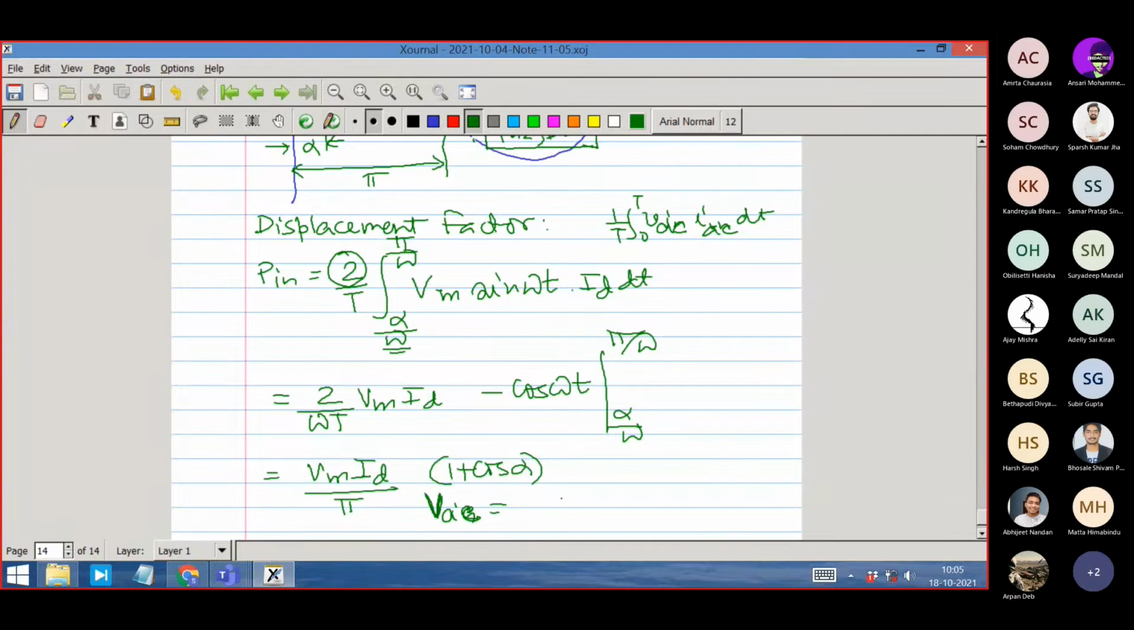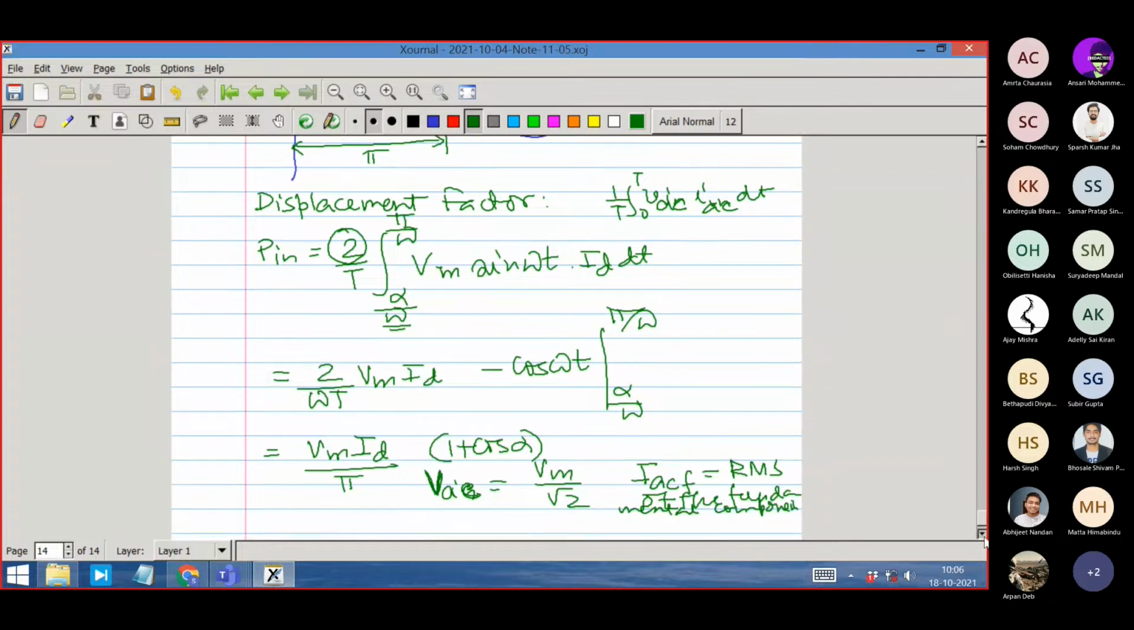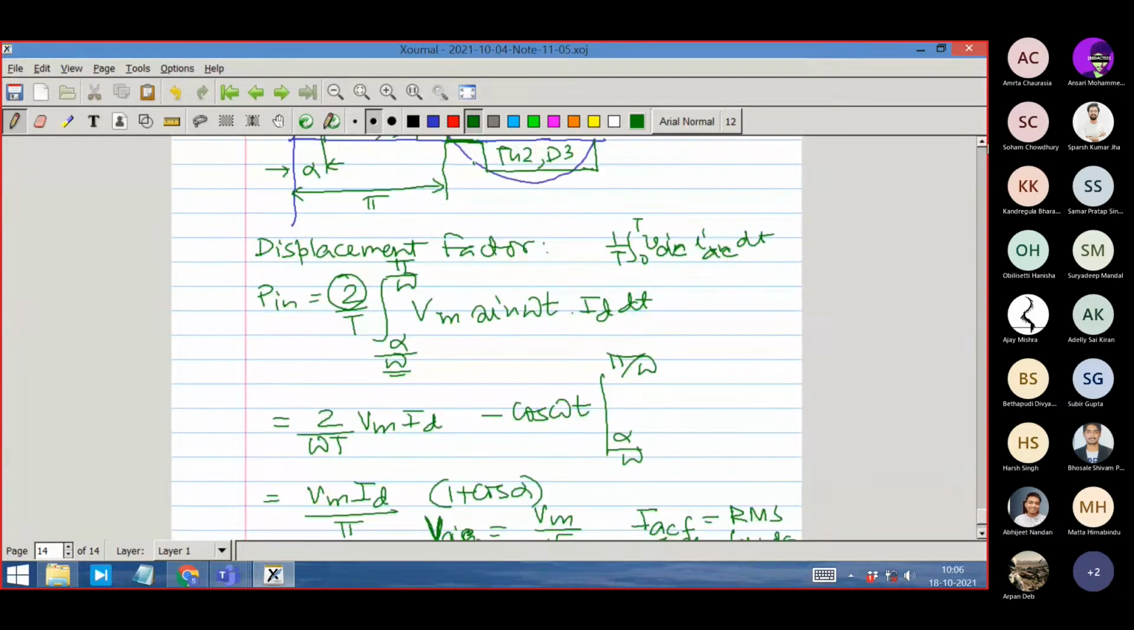So now what is left to find out is the AC fundamental, which implies the RMS of the fundamental component of current. That is what is left to be found out. So that means here I cannot avoid finding out the fundamental component of this current waveform.